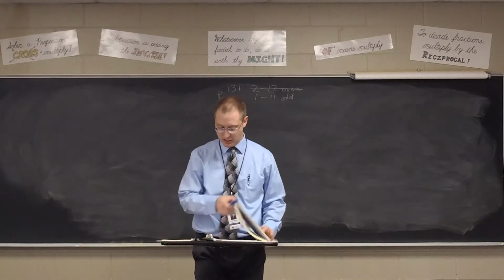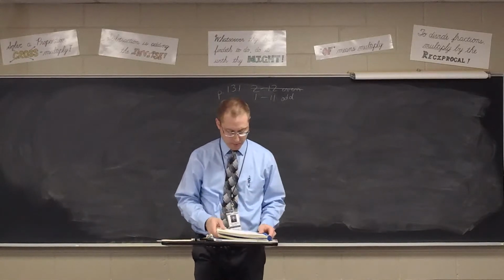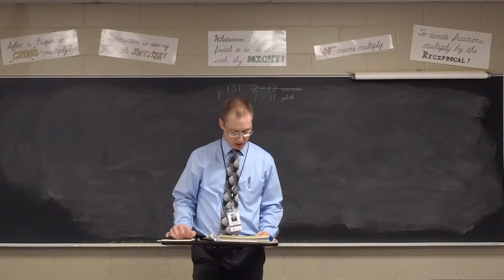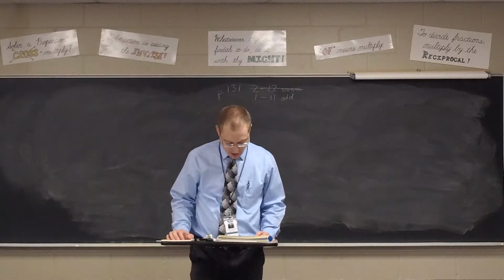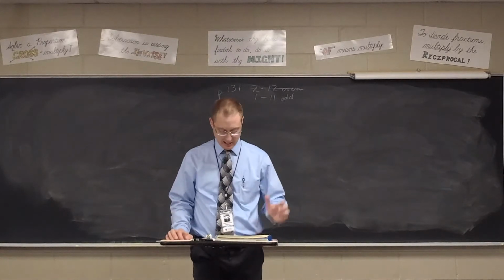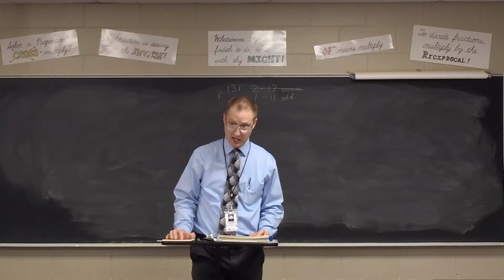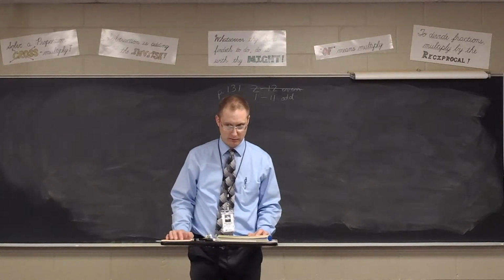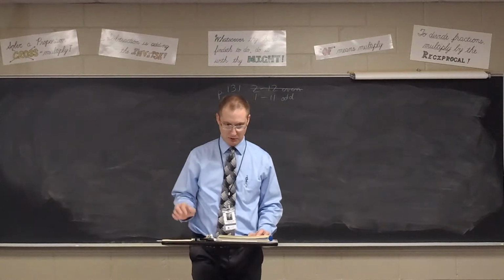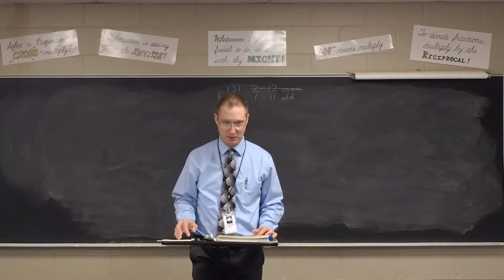All right, let's see how we did on 1 through 11, the odds. Number 1, 4 times B, Joshua. 4B. Number 3, S divided by 6, Lana. S over 6. Number 5, A cubed, Scott. A cubed, and A with a little exponent of 3.